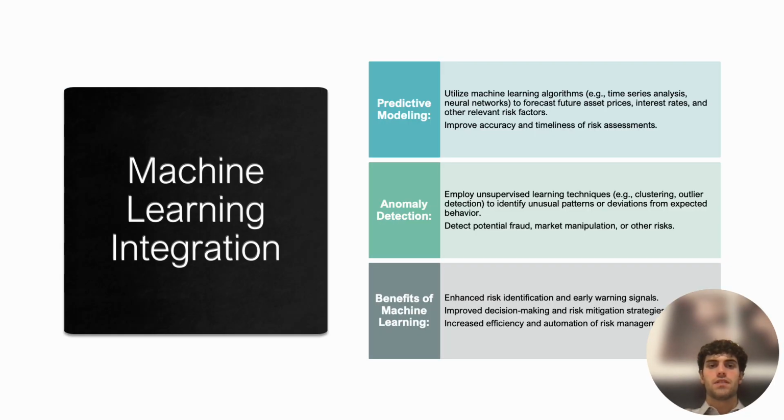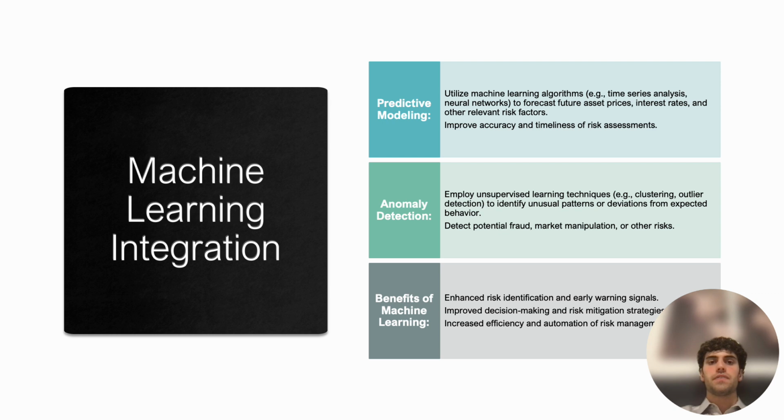This slide covers the integration of machine learning techniques to improve Robinhood's risk management processes. We implemented predictive modeling algorithms such as time series analysis and neural networks, which help forecast future asset prices, interest rates, and other key risk factors. This allows Robinhood to anticipate market fluctuations and adjust its risk exposure accordingly.